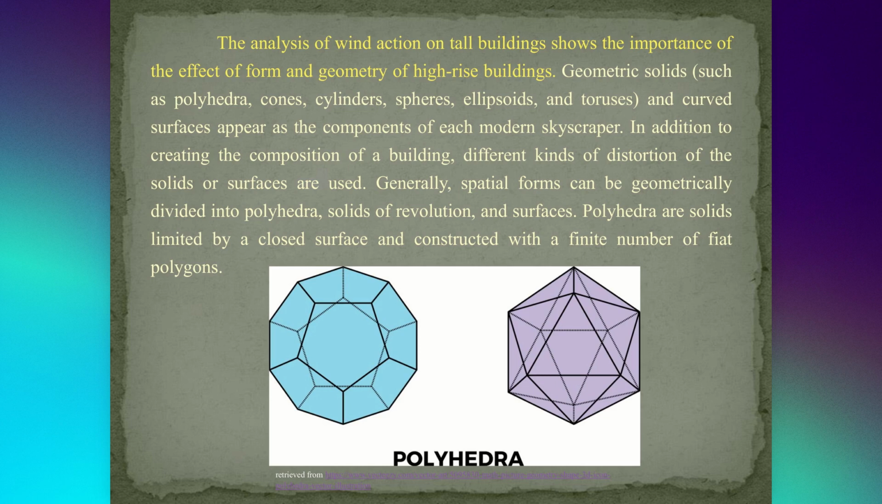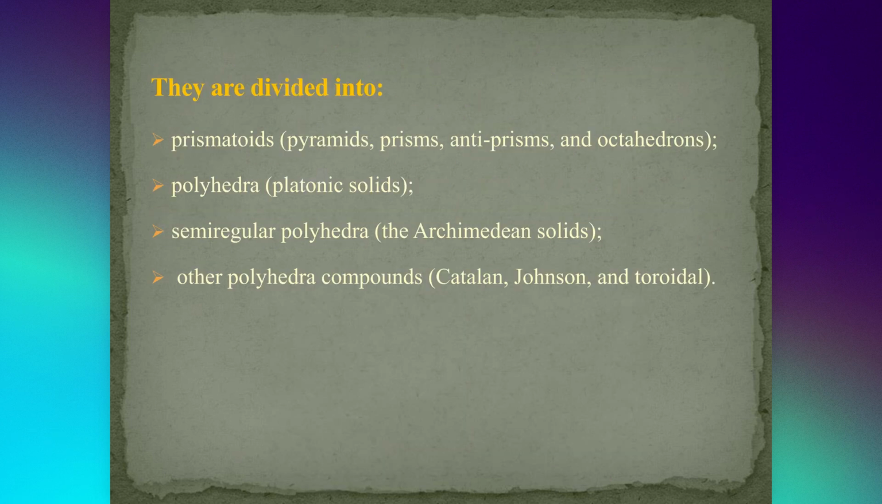each modern skyscraper. In addition to creating the composition of a building, different kinds of distortion of the solids or surfaces are used. Generally, spatial forms can be geometrically divided into polyhedra, solids of revolution, and surfaces. Polyhedra are solids limited by a closed surface and constructed with a finite number of flat polygons. They are divided into prismatoids, pyramids, prisms, antiprisms, and octahedrons.